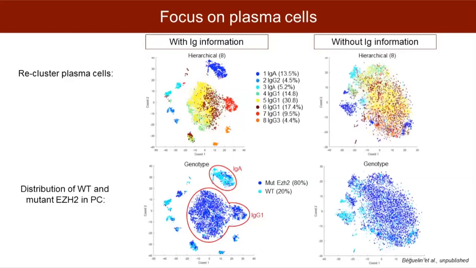If we didn't have the information of immunoglobulin genes, everything would cluster together. And this is actually what we observed when we did a global single-cell RNA-seq, where we didn't have Ig gene expression.